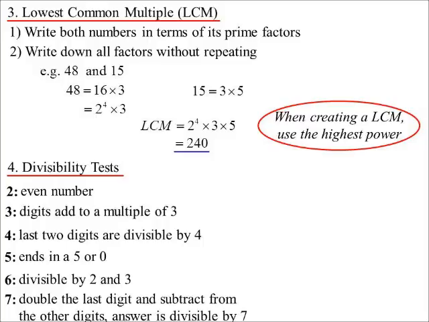7 is a tricky one. Does anyone actually know 7 without having to look at the sheet? Okay. Double the last digit, subtract it from the other digits, and the answer should be divisible by 7. All right, so double the last digit, subtract it from the other digits. So, let's get a number divisible by 7.